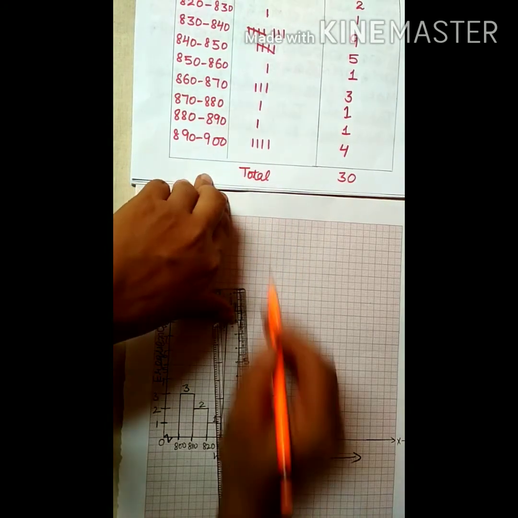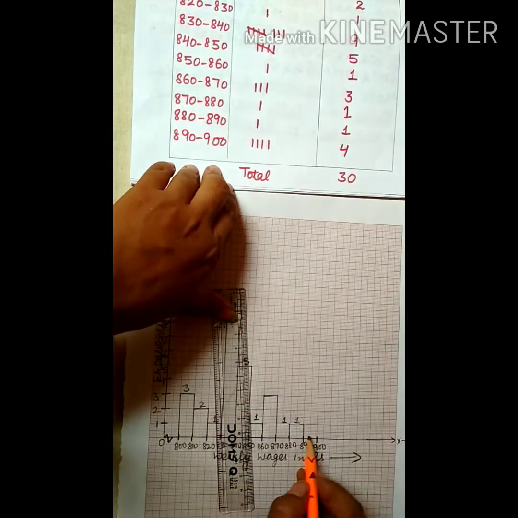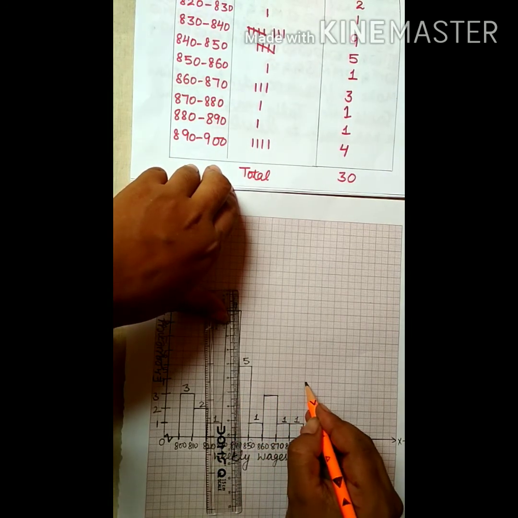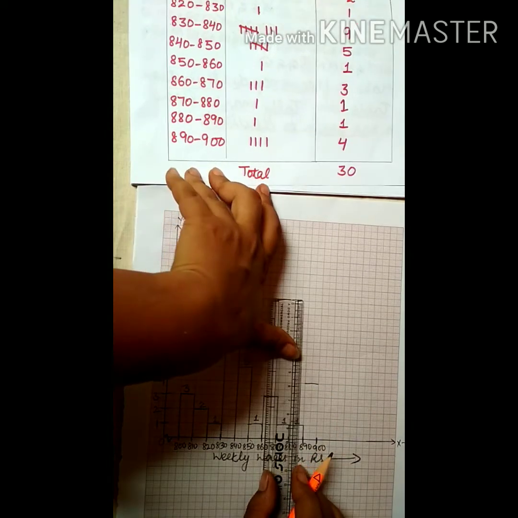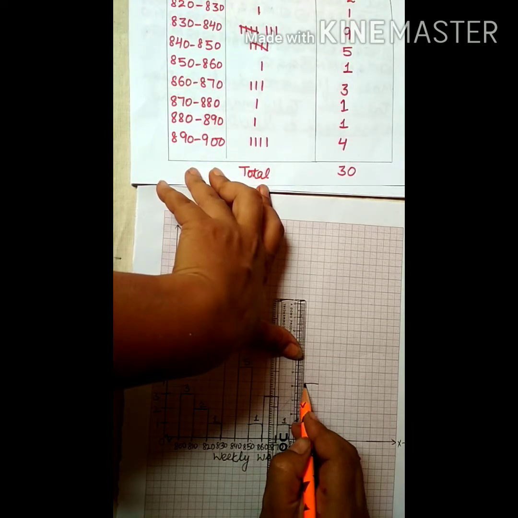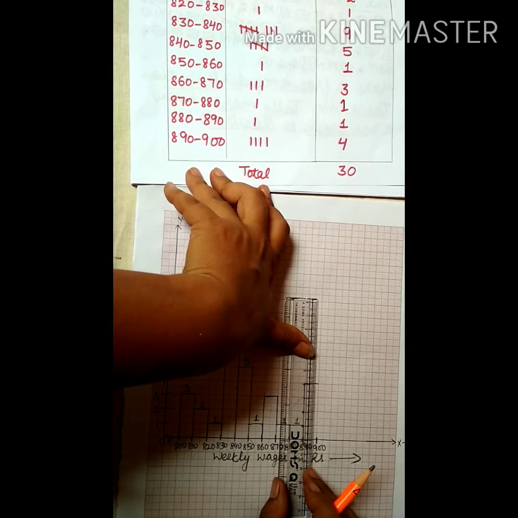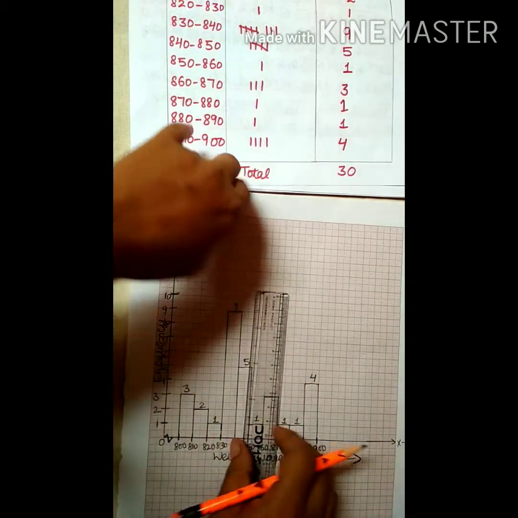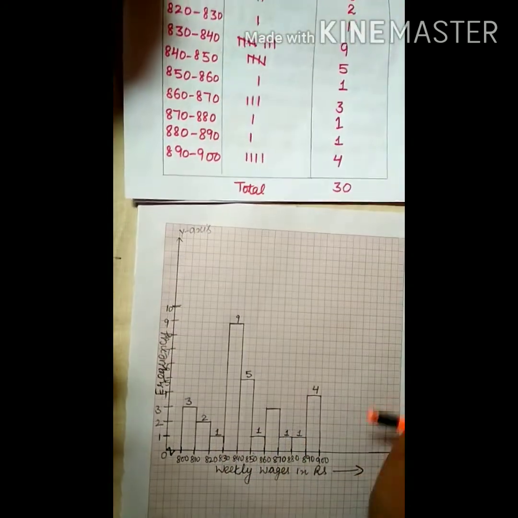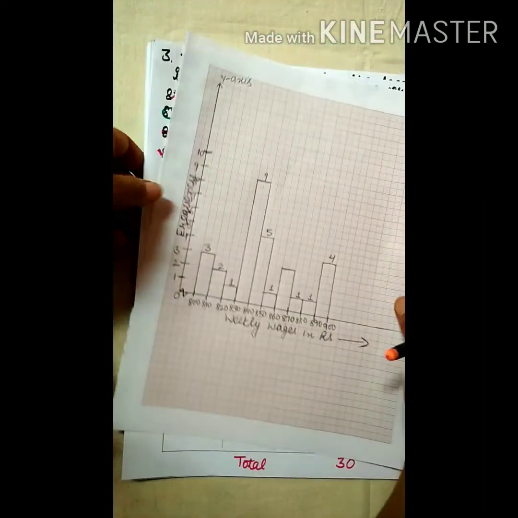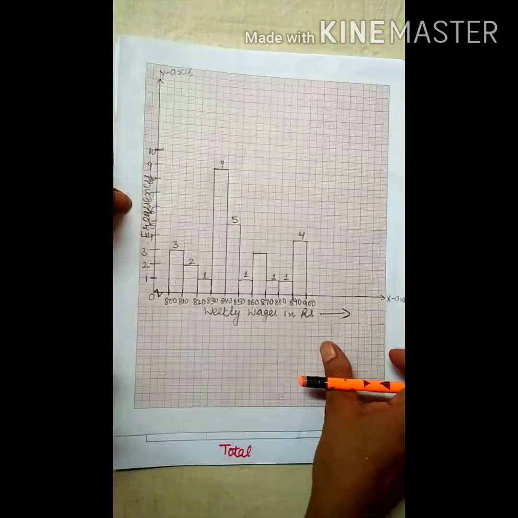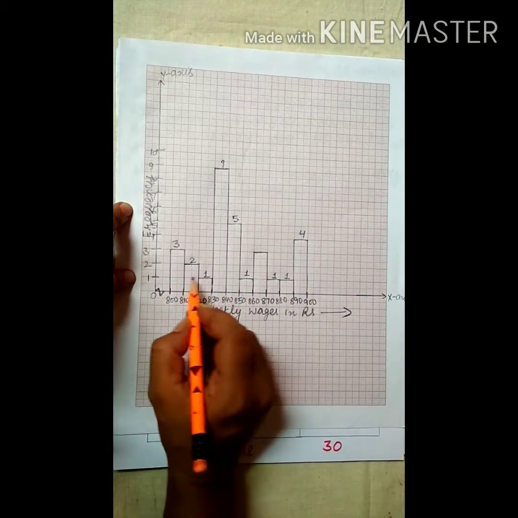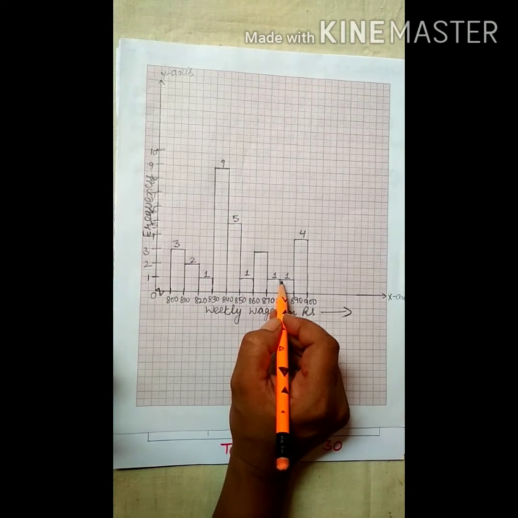And for 890 to 900, there are 4 persons. So I will draw the rectangle or the bar with the height 4. So this is the representation of the given data by the histogram. You can see there is no gap between the bars.